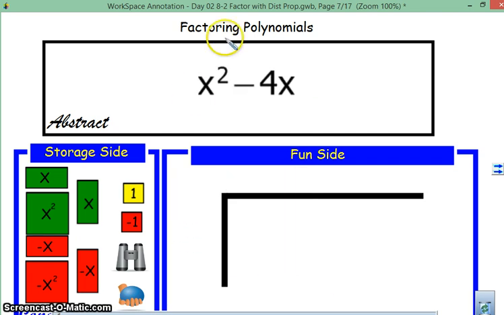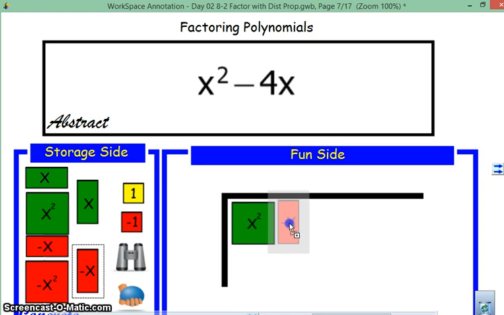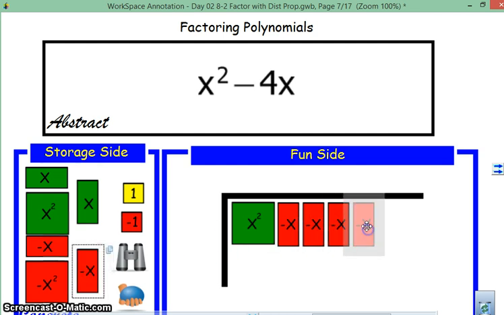Here's another example. If you start with x squared minus 4x, the first thing to do is to take your algebra tiles and to arrange them into a nice rectangle. So we take x squared, and we need 4 negative x's, like so.